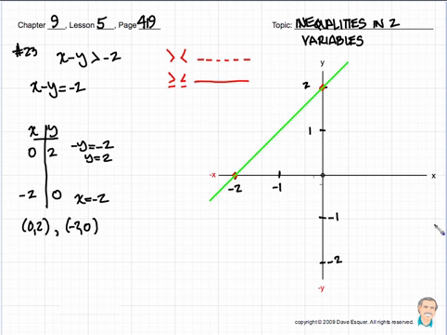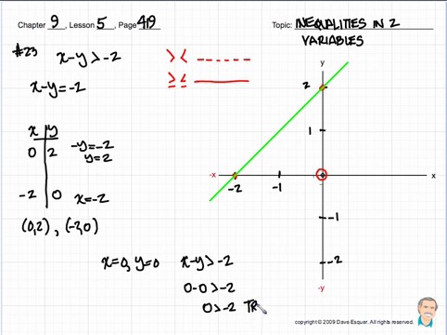So here's where now with this inequality we have to test for my favorite point, (0, 0). We're going to make x 0. We're going to make y 0. We're going to stick it up here into our inequality. So we have x minus y is greater than negative 2. So we have 0 minus 0 is greater than negative 2. 0 turns out to be greater than negative 2, so that is a true statement. So when we test this inequality for (0, 0), we find out that (0, 0) makes this true.